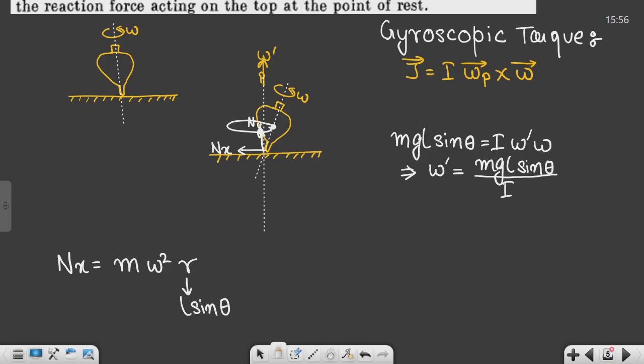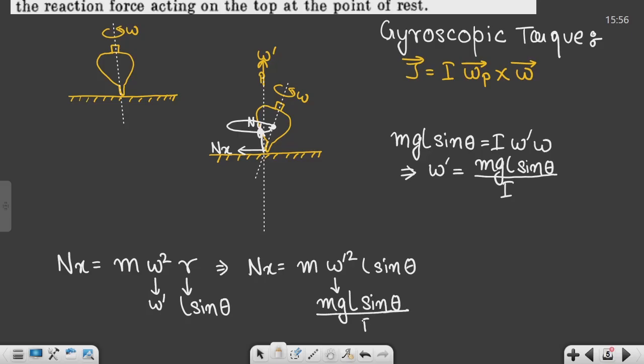L sine theta. What is omega? Omega is nothing but the angular velocity to which the center of mass rotates, which is omega dash. So Nx would be nothing but m omega dash square into L sine theta. And if I substitute my omega dash from here, I would get mgl sine theta by I. Now put the values and get the answer.